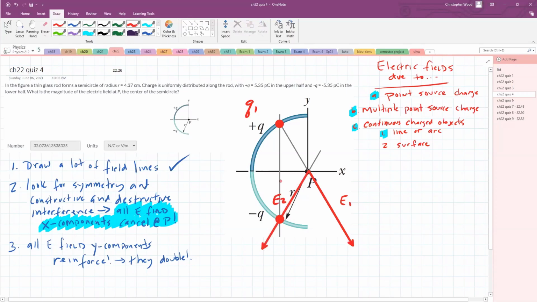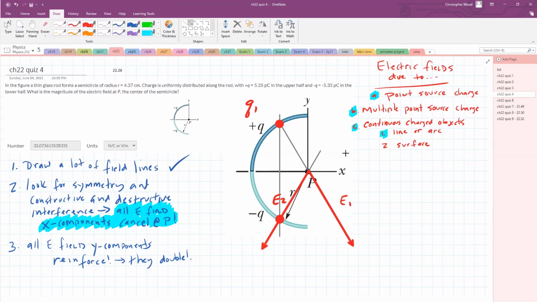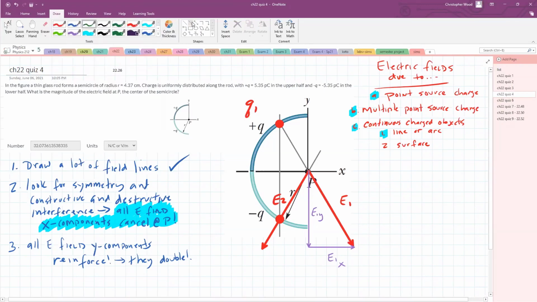Now what I'm saying is if I decompose E1, here's the decomposition of E1. Here's the Y component. And there's the X component. So this is E1X. This is E1Y. Similarly, for E2, here's the Y component for that E2 vector. There's the Y component.